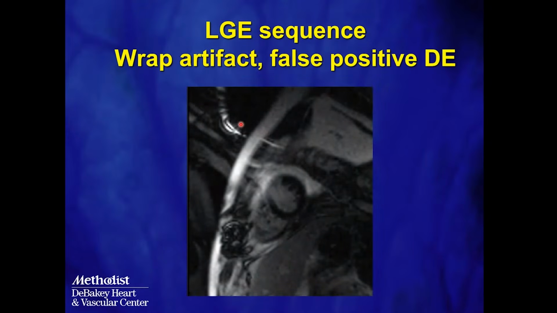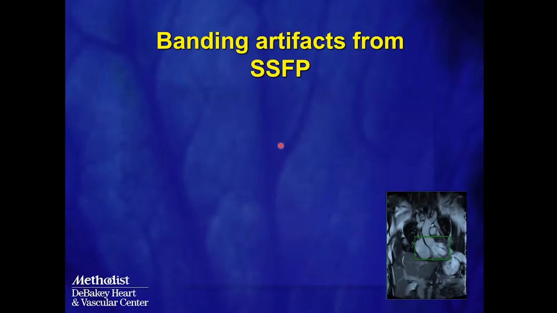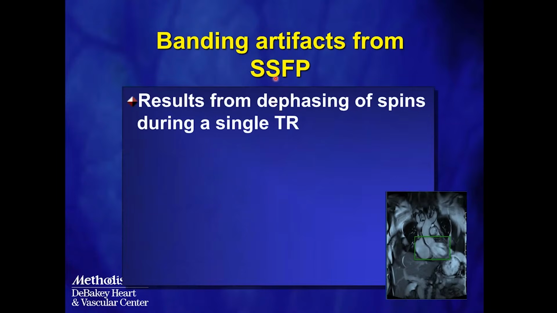Now, it's also important to recognize those wrap artifacts, because on the late gadolinium enhancement imaging, so these are the scar imaging at the short axis, LV apex, they can introduce false positive lines. And the wrap, as we can see here, is affecting the image quality. If it's wrapping over the image, it can introduce a high signal intensity, as we can see here in the apical septum.